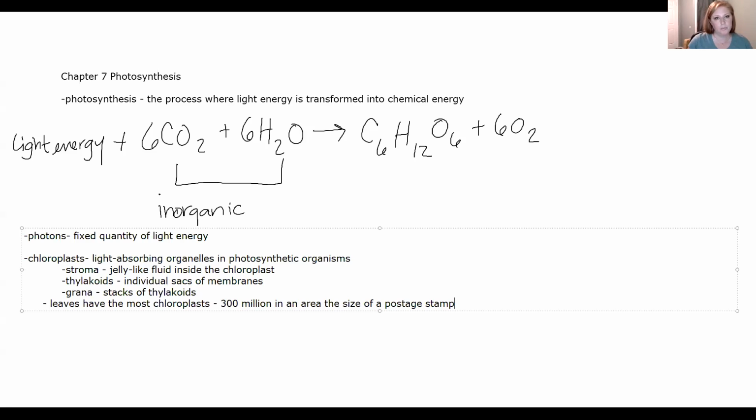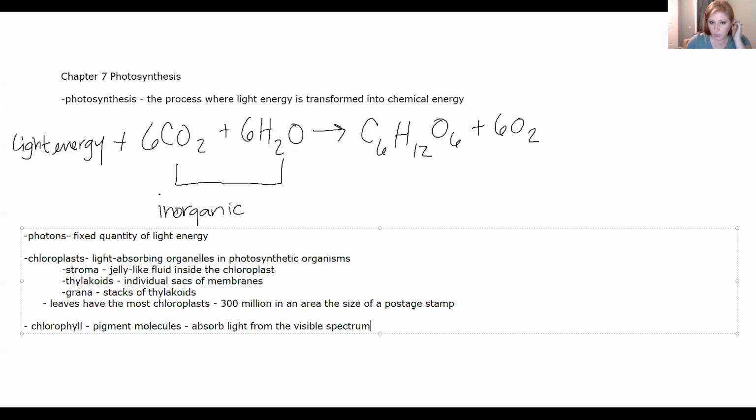Chloroplasts give the leaf and all green parts of the plant its green coloring. And we'll talk about why that happens in just a minute. I just want to go over a couple more terms. Okay, so inside chloroplasts are pigment molecules called chlorophyll. These pigment molecules absorb light. They absorb light from the visible spectrum.